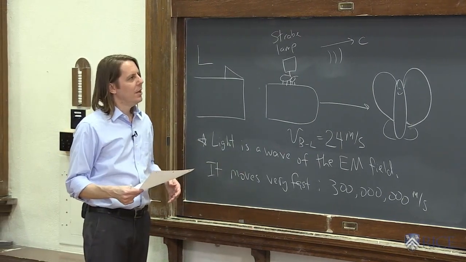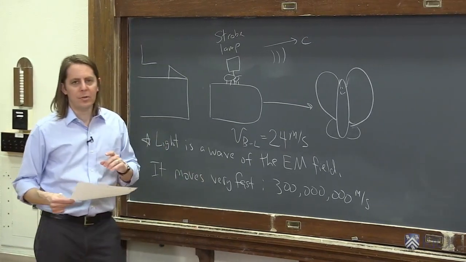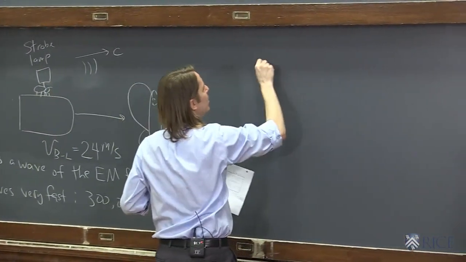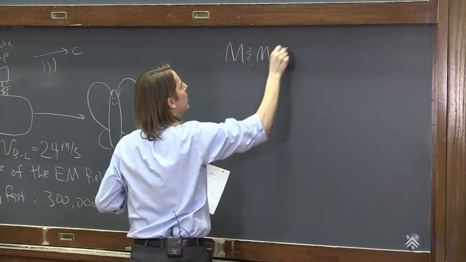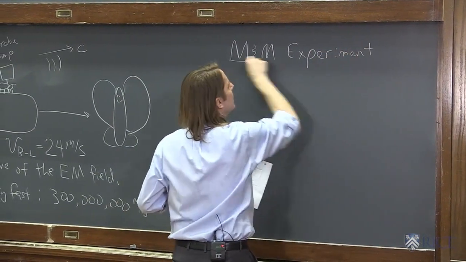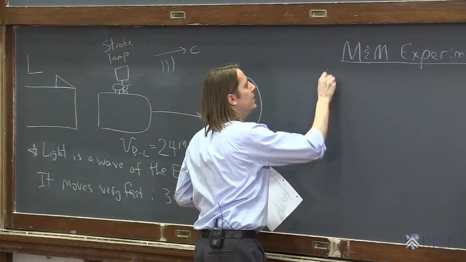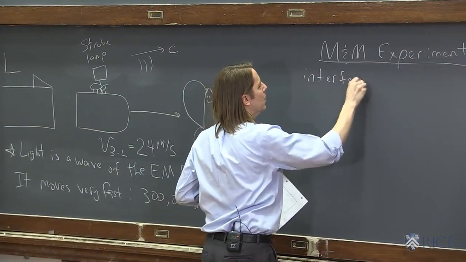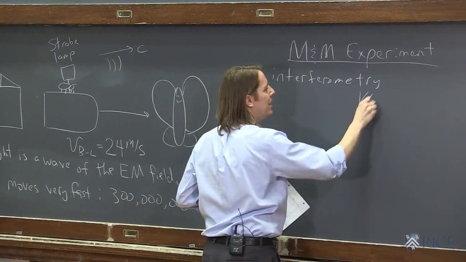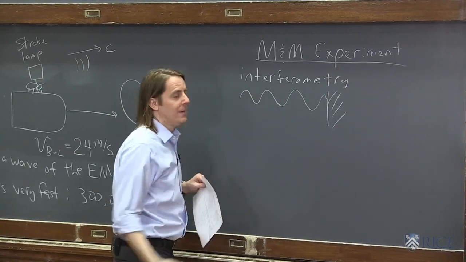How does it work? So to detect it, the most famous experiment was by Michelson and Morley, or maybe it's Michelson and Morley. I don't know. I call it the M&M experiment because I don't want to say it wrong. And M&M detected it by a method called interferometry. And here is just the absolute basics of interferometry. If I shine some light at a mirror, it'll reflect back.